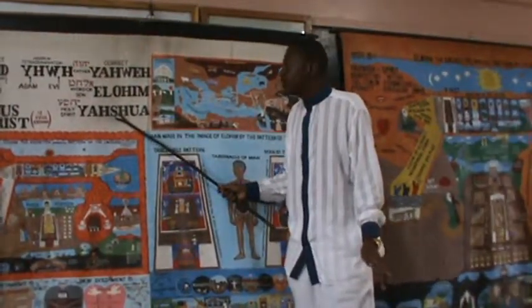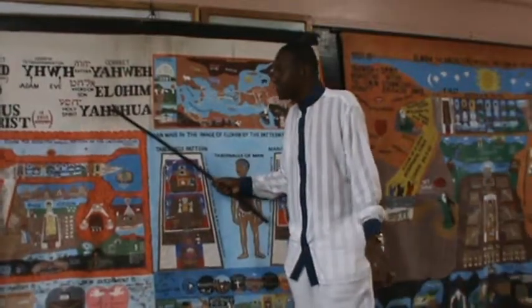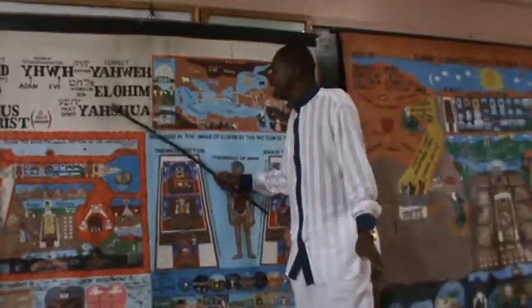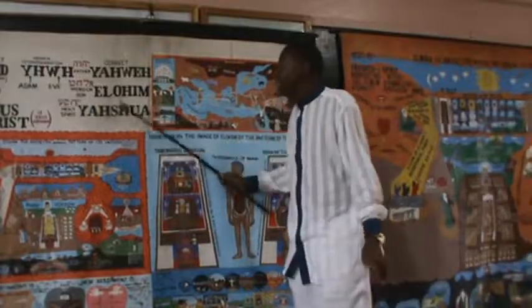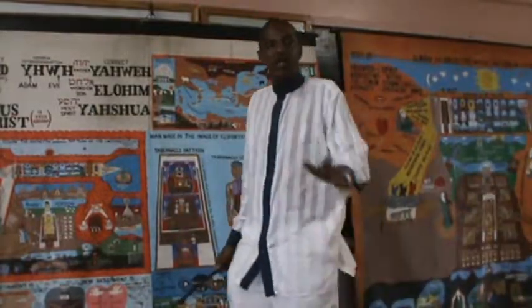Because you have not believed in the name of the only begotten Son. And this is the condemnation: that the life, Yahshua, has come to earth, and men love darkness rather than life because their deeds are evil. You understand? Now watch this.